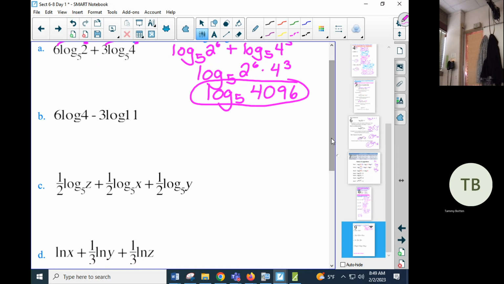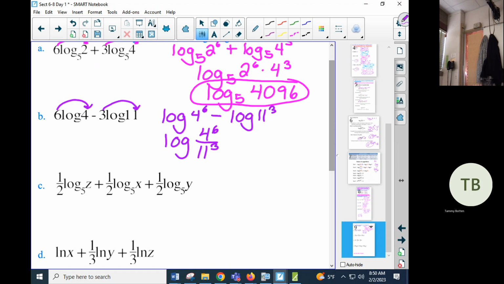Right? If I look at this next one, I have log of 4 to the 6th minus log of 11 to the 3rd. So this is log of 4 to the 6th power minus log of 11 to the 3rd. Now, if you wanted to, you could evaluate these right now, or you could condense it down. And if it's subtracted, remember, when it's subtracted and you add it into 1, you divide. So on top, you'd have 4 to the 6th. On the bottom, you have 11 to the 3rd.